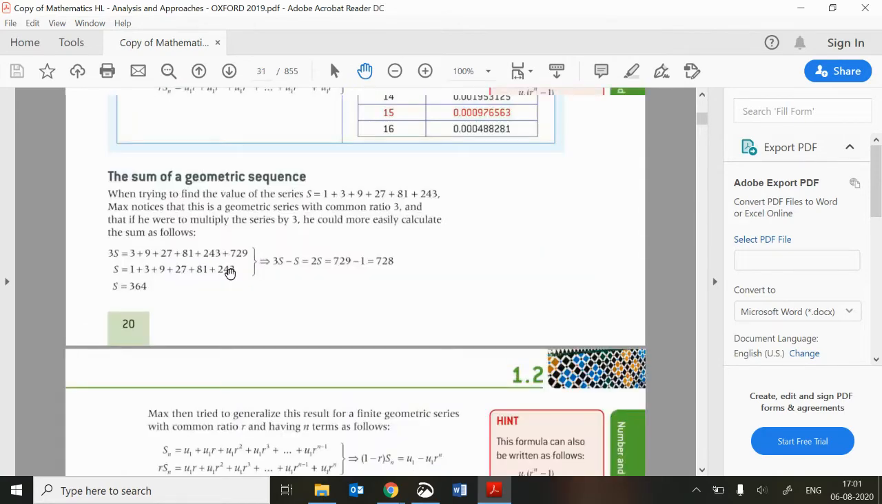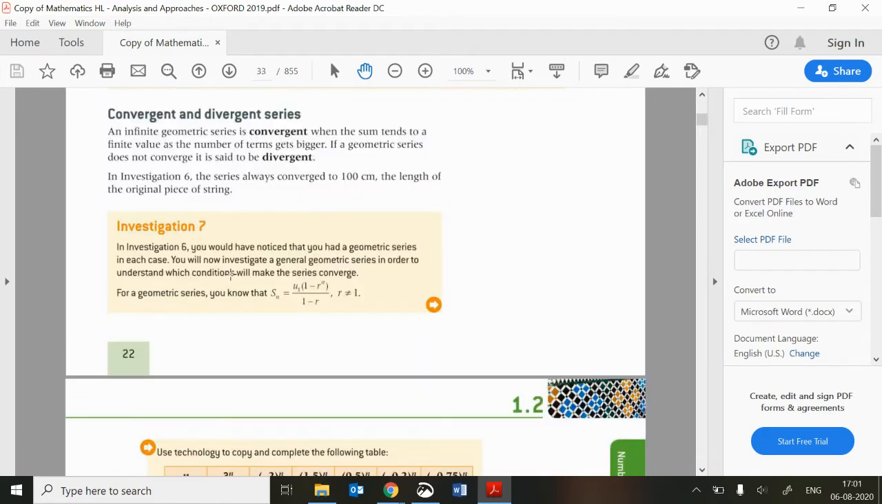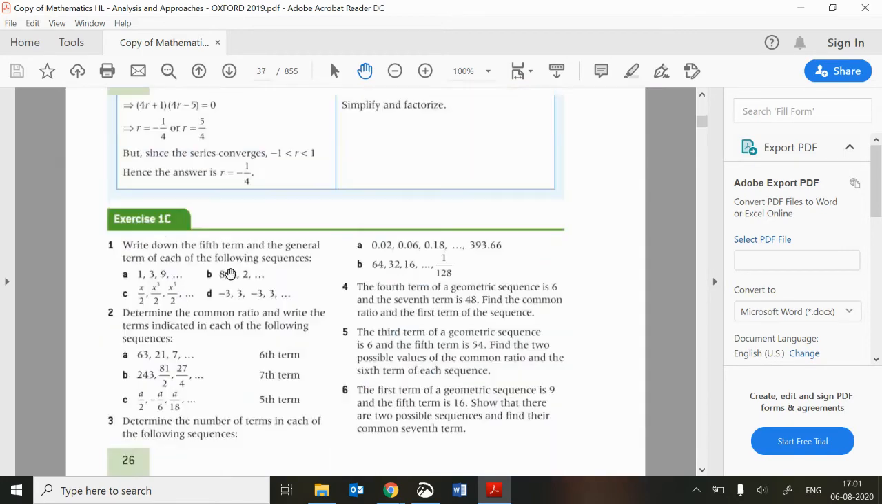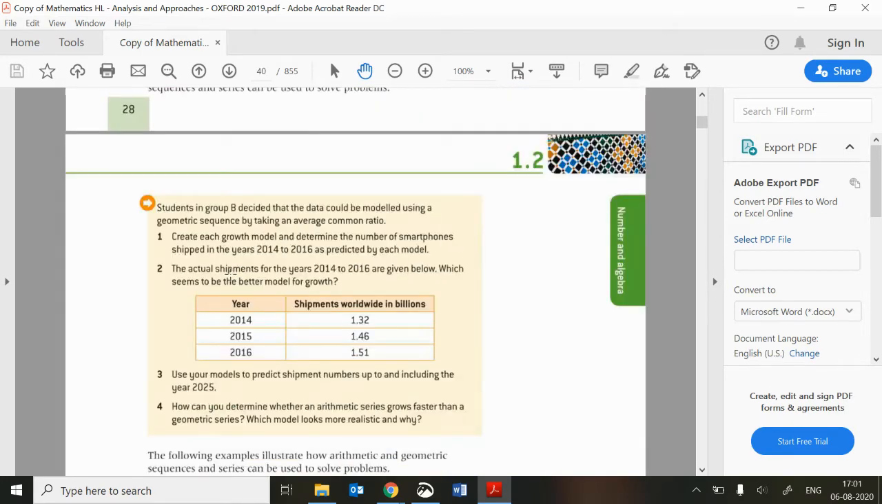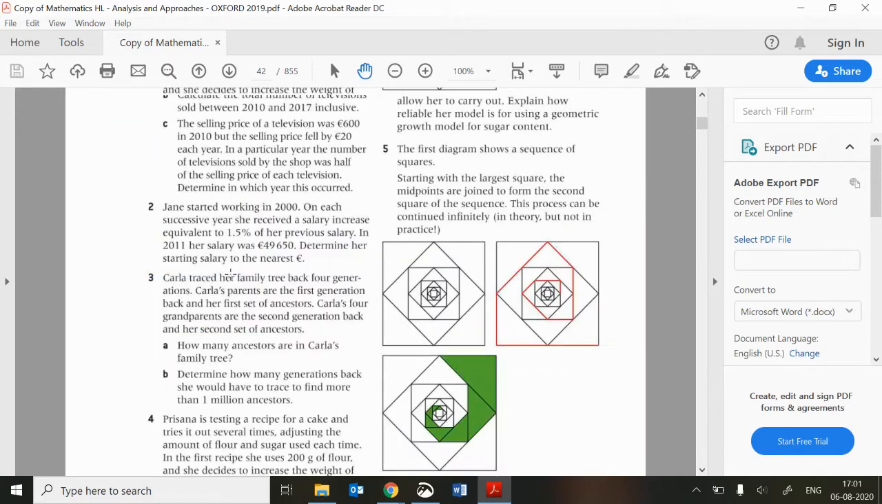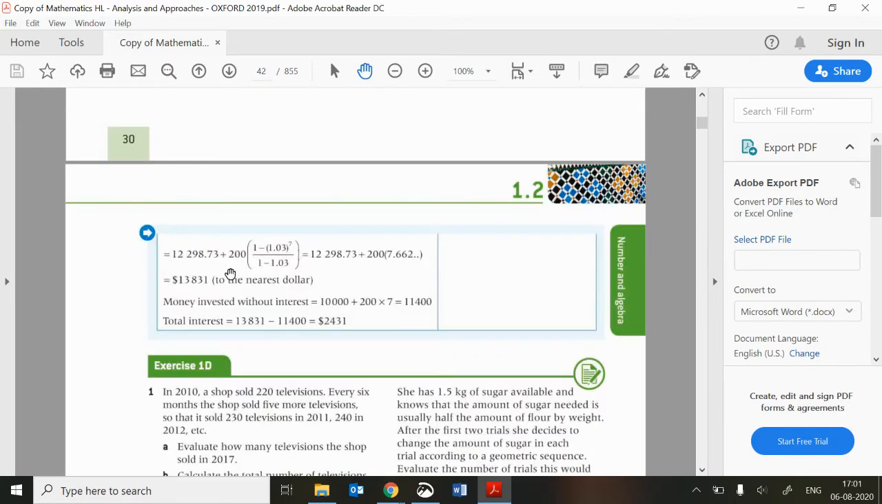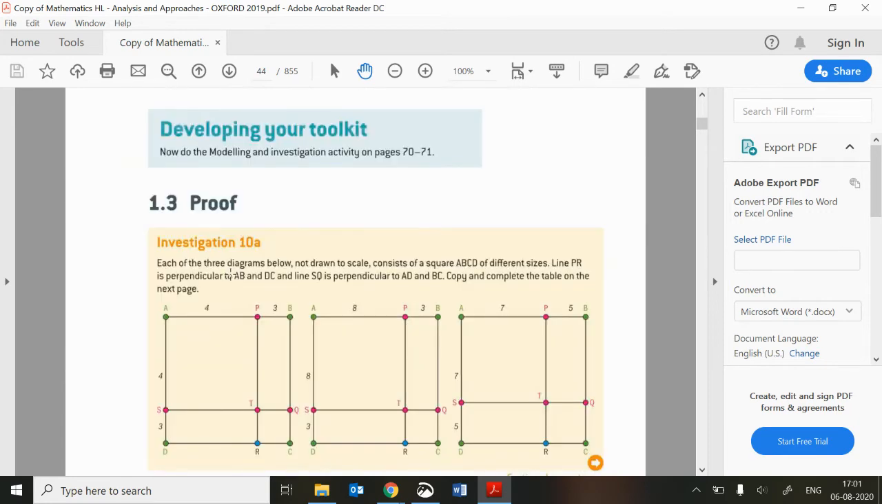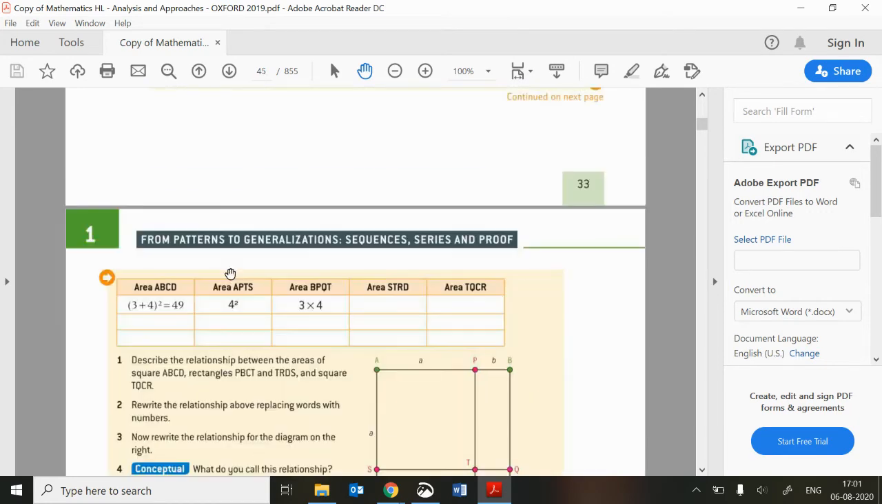And let's just get a little past that. From there, convergent and divergent sequences. And that's up to 1C. Let's see if it goes on beyond that for 1D. Now 1D, that's still sequences. And then we're talking about proof afterwards.